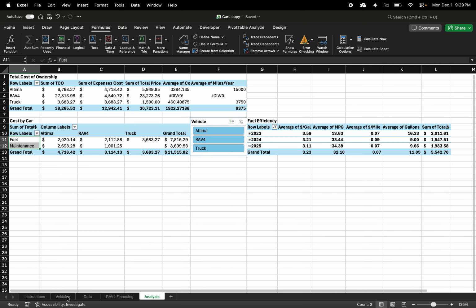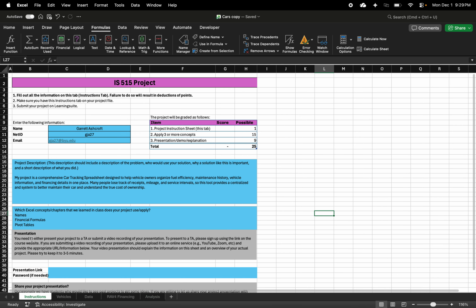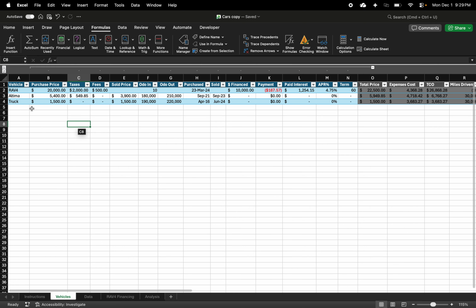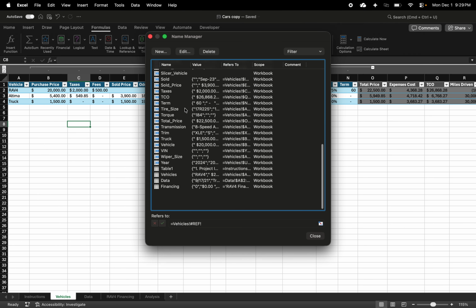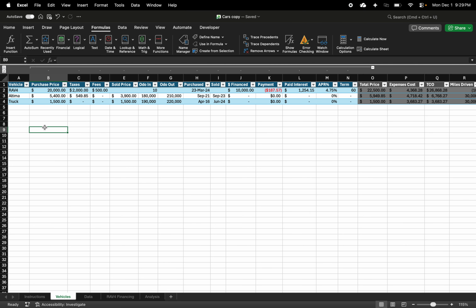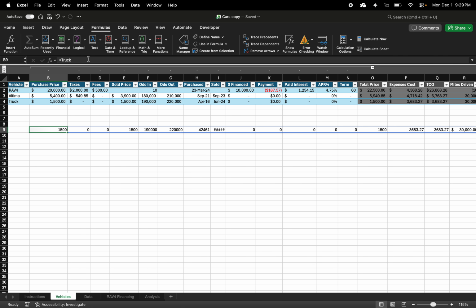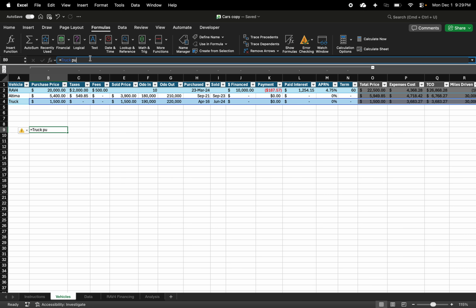So the first concept I talked about was the names. So I made names out of this table right here. So I selected this table. If I pop into my name manager, I have all of them here. So I could say equals truck, and it fills it out, or I could say equals truck purchase price, and it'll tell me 1,500.